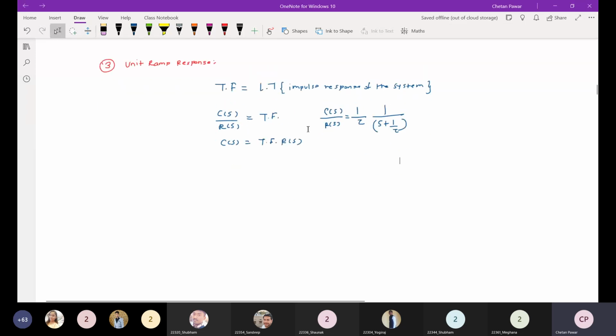Next we apply a ramp signal. We will see what the effect on this system's output response will be when we apply the ramp signal. So r of t, the reference signal, is the ramp signal.